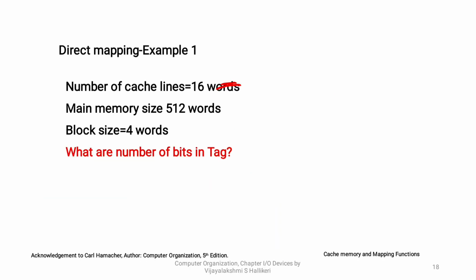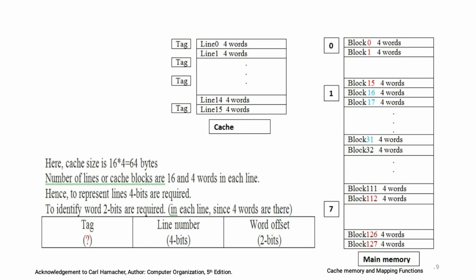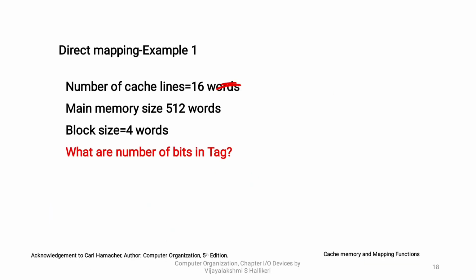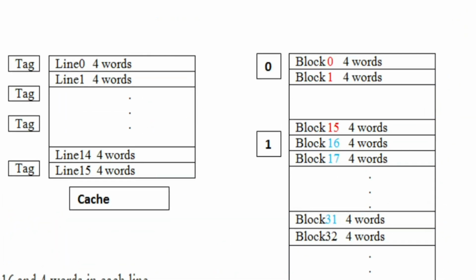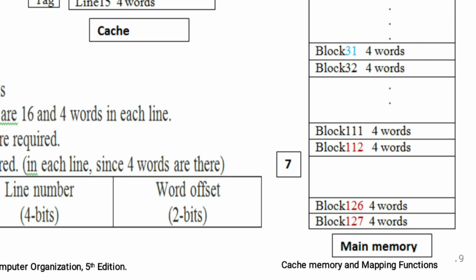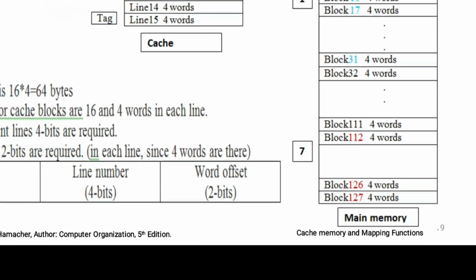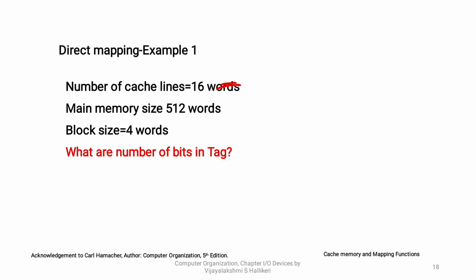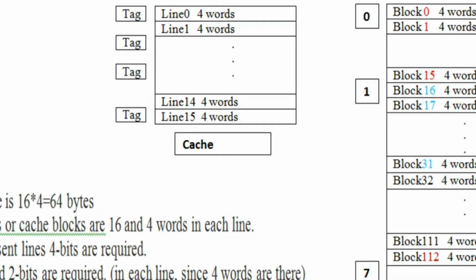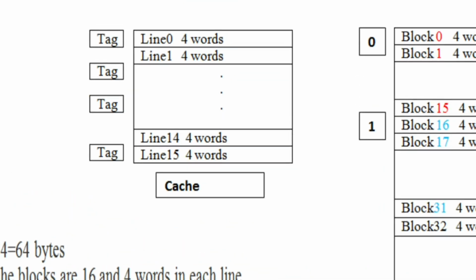See here, the main memory size is 512 and the block size is 4 words. With this data, with 4 words in each block in main memory, starting from block 0, how many can we have? 512 divided by 4 is 128, hence 0 to 127. Next, another data they have given: the number of cache lines or blocks is 16, so 0 to 15. Block size and line size will be the same, 4 words each. So what is the number of tag bits? That is their question.